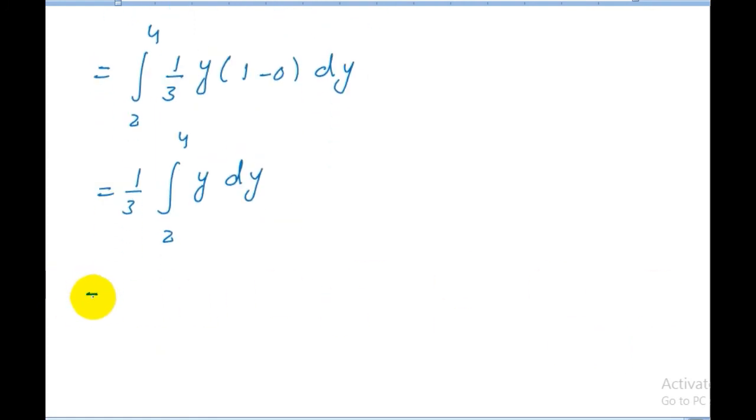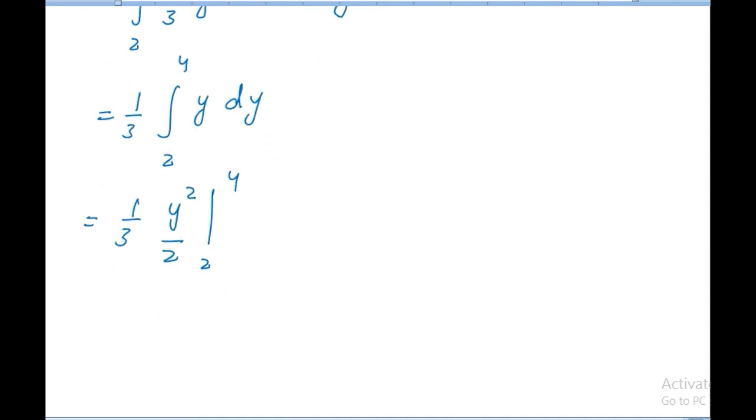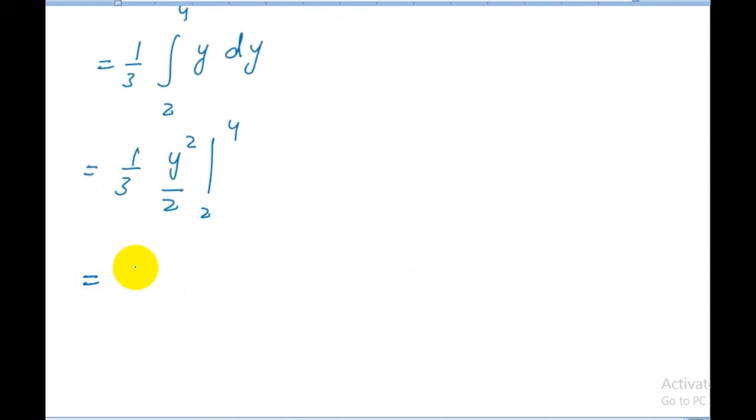and it can be written as 1 upon 3, integration y dy is y square upon 2, and its limit is from 2 to 4. In next step it becomes 1 upon 6. Now we put the limit, 4 square minus 2 square, so this is equal to 12 upon 6, which is equal to 2.